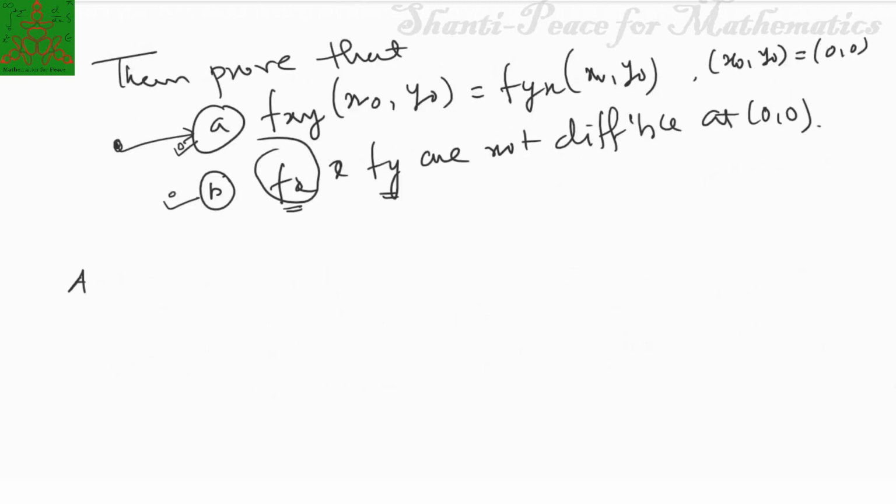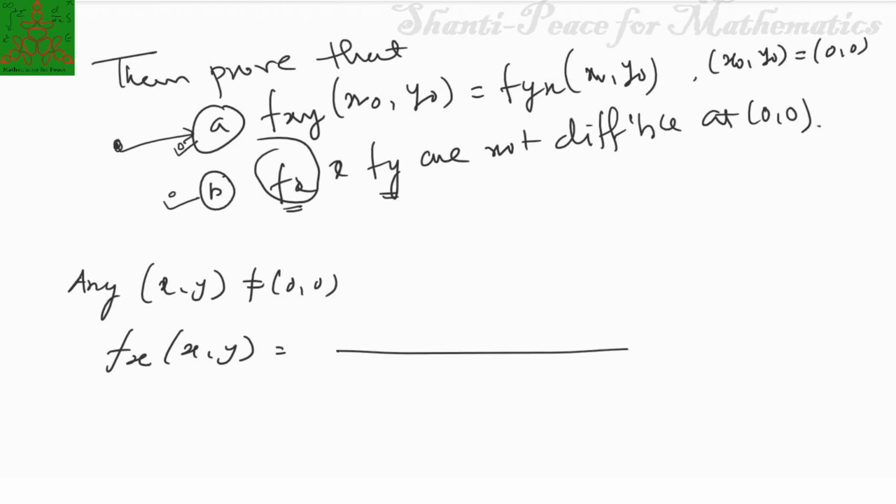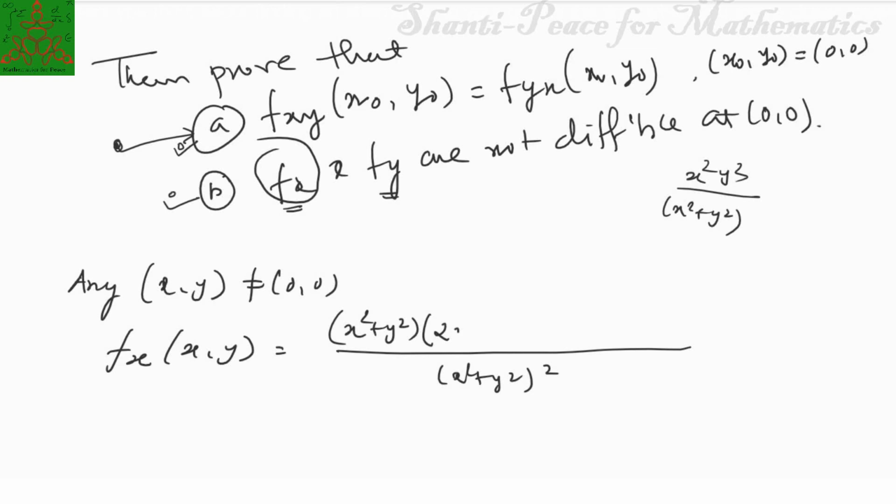For that we can just take, for any (x, y) non-zero, f_x at (x, y) by applying the division rule. The function is x squared y squared upon x squared plus y squared. So applying the division rule, you will have (x squared plus y squared) whole squared, and the denominator is as it is. The derivative of the numerator is 2xy squared minus x squared y squared, as it is, times the derivative of the denominator, which is 2x.